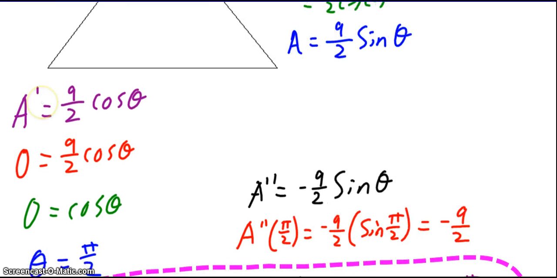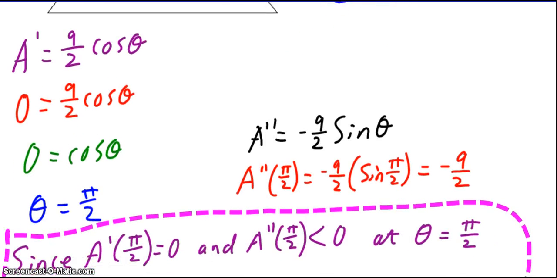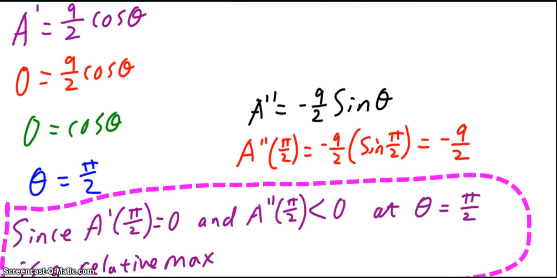What is the first derivative? A prime is 9/2 cosine theta. Find your critical values between 0 and pi. So set this equal to 0, divide by 9/2, cosine of theta equals 0 at pi halves when I'm restricted to 0 and pi. So then I used the second derivative test. The second derivative is negative 9/2 sine theta. A double prime of pi halves is negative 9/2 sine of pi halves, which is negative 9/2.